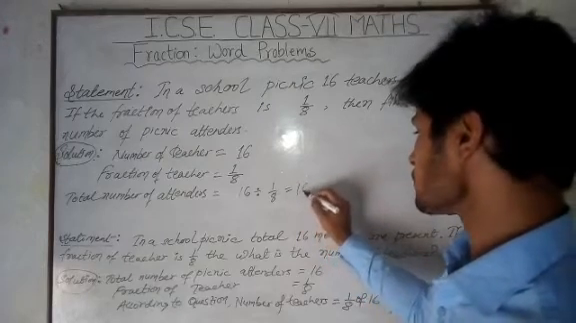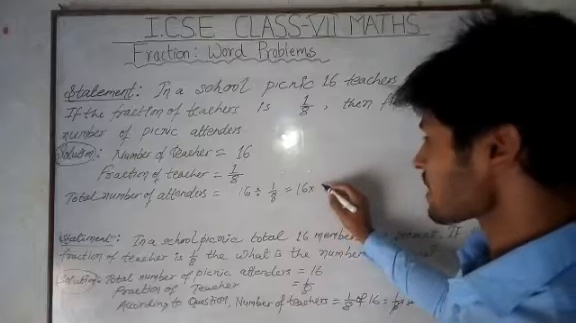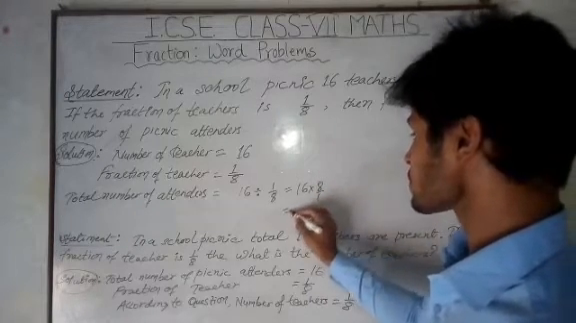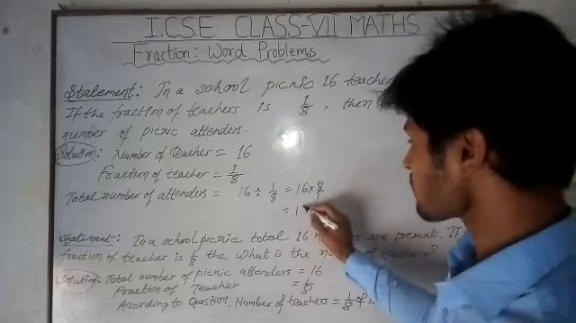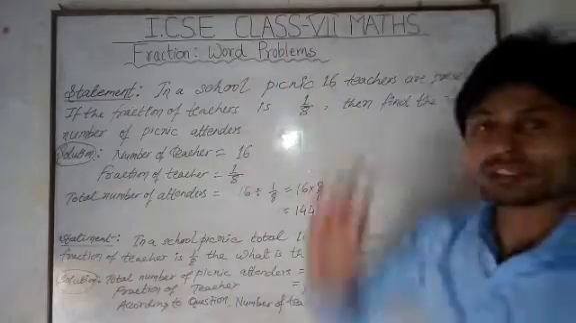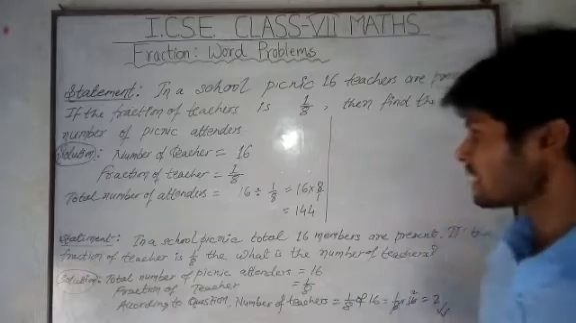We all know how to calculate this. The division sign is interchanged with the multiplication sign, and we take the reciprocal. So 16 into 8 by 1 becomes 128 is the answer. 128 is the total number of attenders for the first question. So we can solve this question in a different way.